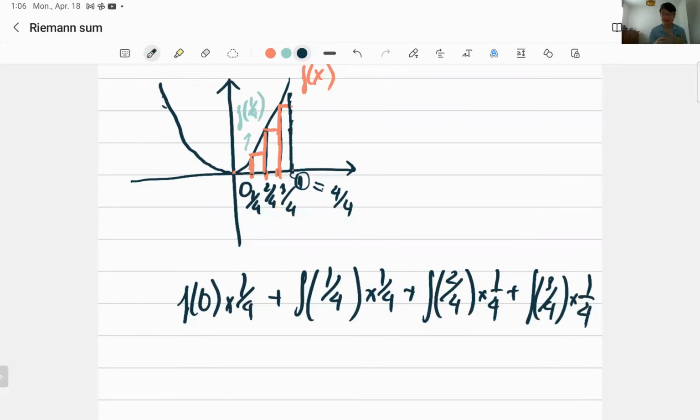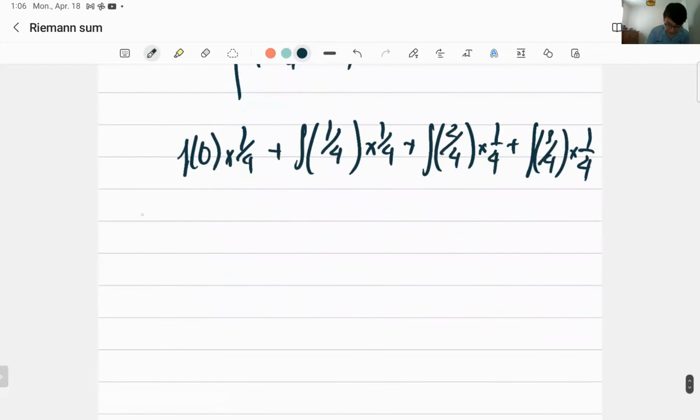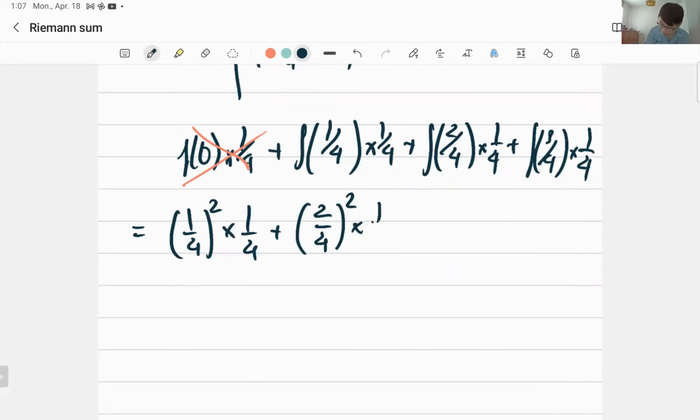And the rest is just computational math. So if I have to calculate this, f of x is equal to x squared, right? So f of 0 is equal to 0 squared, which is 0. So 0 times 1/4 is completely out. I don't care about this guy at all. I only care about the remainder. So it'll be 1/4 squared times 1/4 plus 2/4 squared times 1/4 plus 3/4 squared times 1/4.